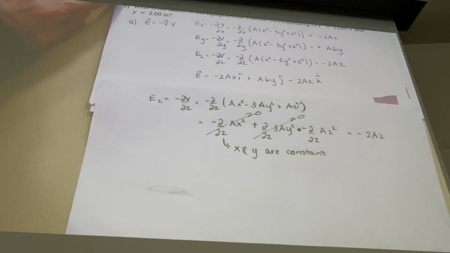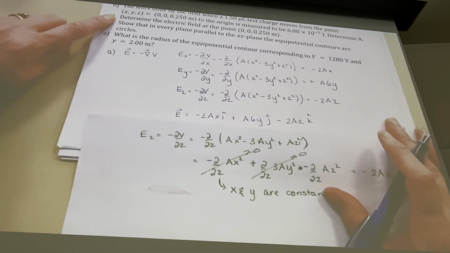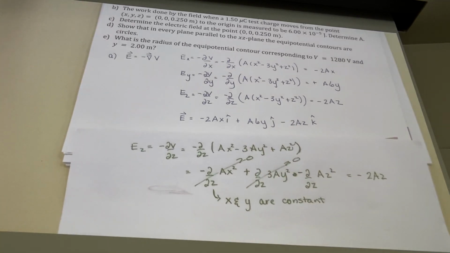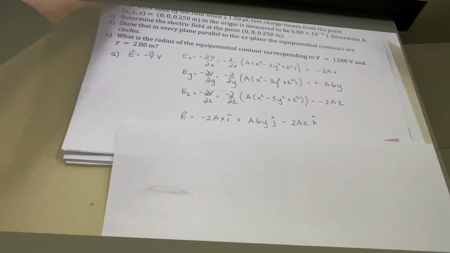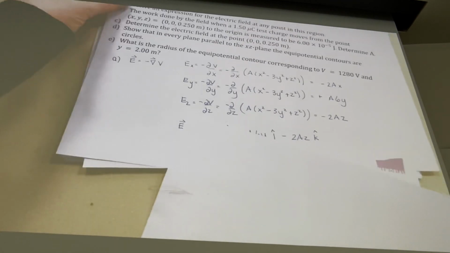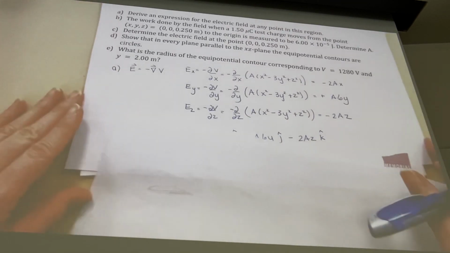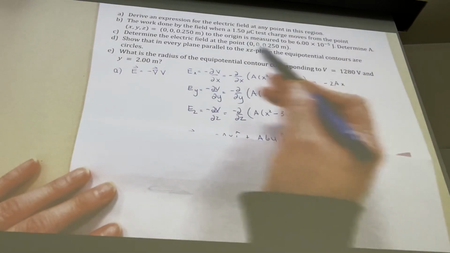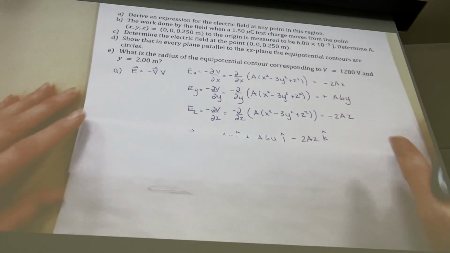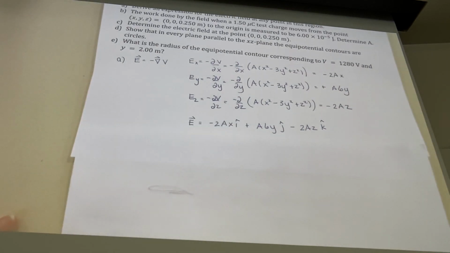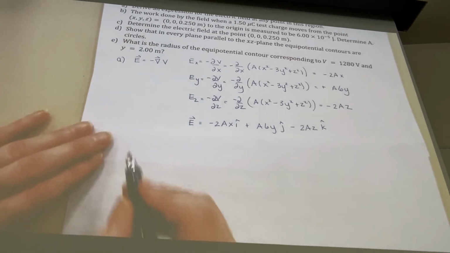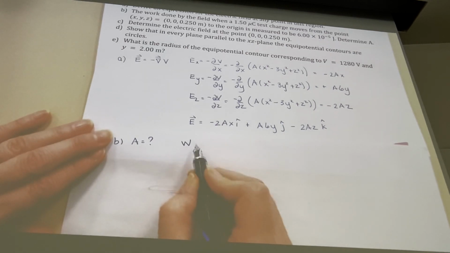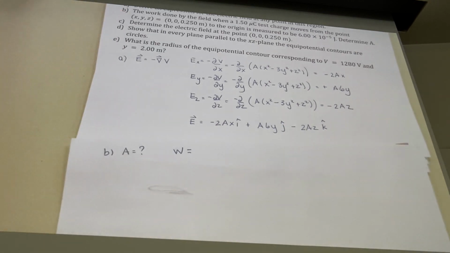If you wanted to jump ahead and do part C right off the bat before you did B, that would be okay. Oh no, we need to find A first. All right, so we do actually have to do B first. So part B says we know the work done when we move a 1.5 microcoulomb test charge from this place to the origin. We want to use that information to find the value of A. So part B, A equals what?